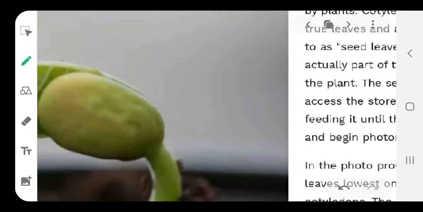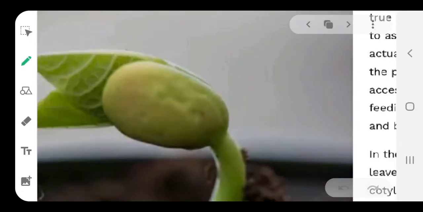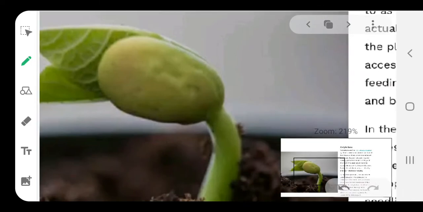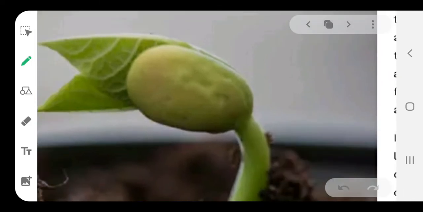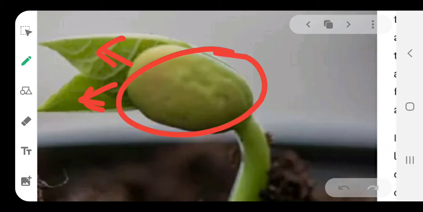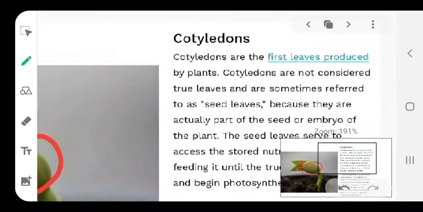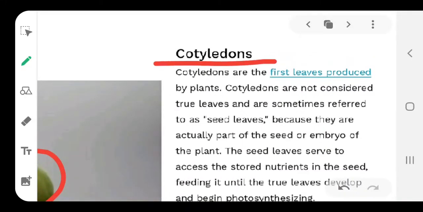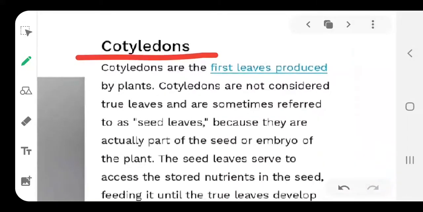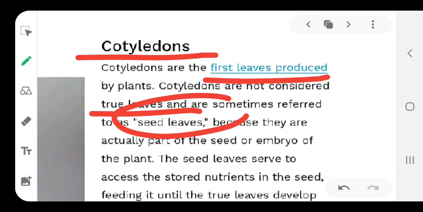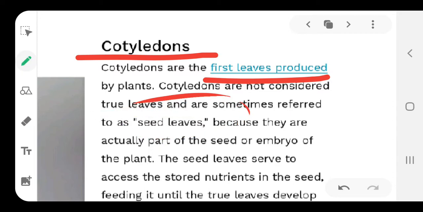Now you can see a beautiful shot here where a baby plant is taking the form of the whole structure. You can see a tiny leaf-like structure here, and the structure is the topic we are now going to deal with, called cotyledons, okay. So take down this note. The cotyledons are also called the first leaves produced by plants, okay. Though they are not true leaves, they are also referred to as seed leaves. Underline this part. They are also referred to as seed leaves, okay.